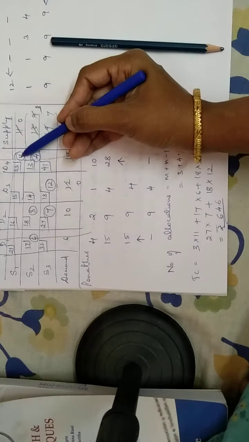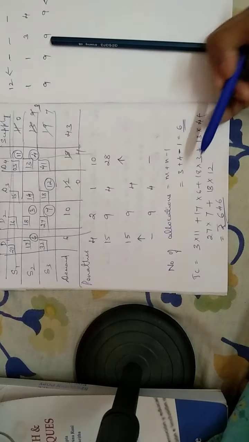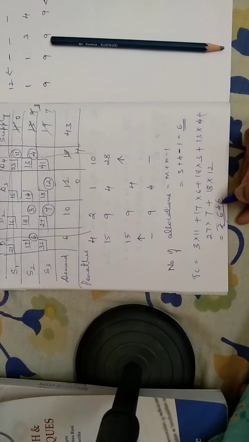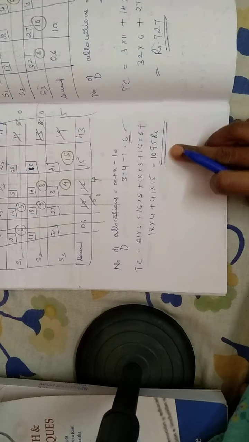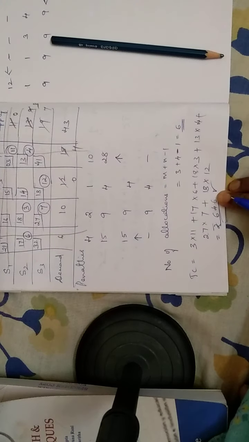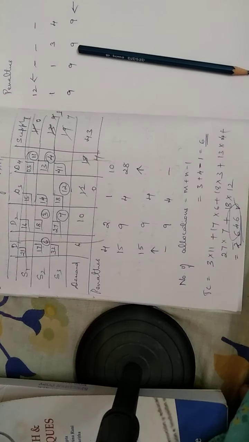Going by the total cost, 3 into 11 plus 17 into 6 plus 18 into 3, 13 into 4 plus 27 into 7 plus 18 into 12, that is equal to 646. If you compare the costs, under the northwest corner method it was 1095, under the least cost method it was 727, and under the Vogel's approximation method it is 646. So this is the least cost among all the 3 methods that we have calculated. Thank you.